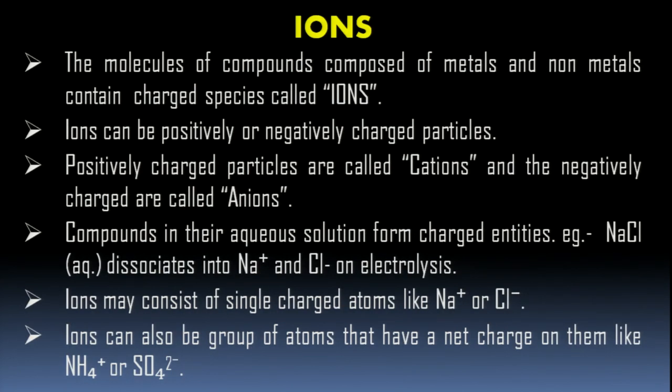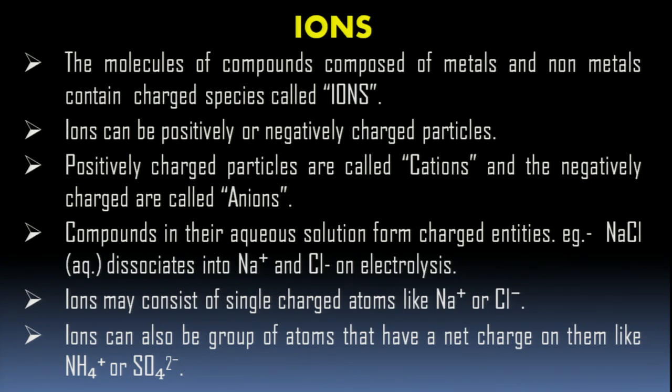Now, children, let's go for ions. It's a very important part of this chapter. The word ions is not new for you, children. We have discussed this word in class 8 also. Do you remember where? When you studied electrolysis of compounds in class 8, there we came across the word ions. When electricity passes through ionic compounds in their molten state or in solution, what happens? They dissociate and form two types of ions, positive and negative. What are these ions? These are simply charged particles.